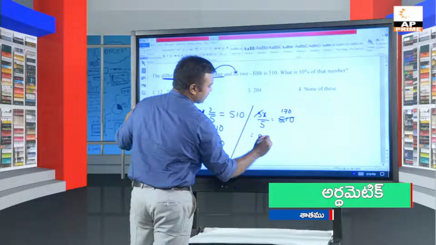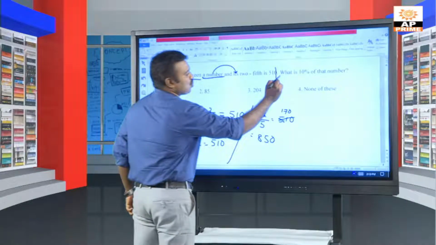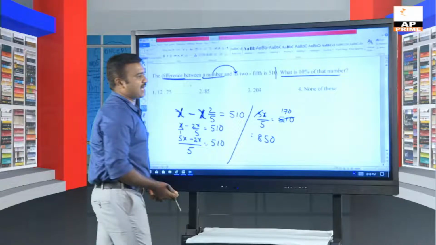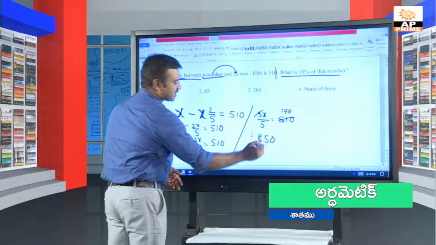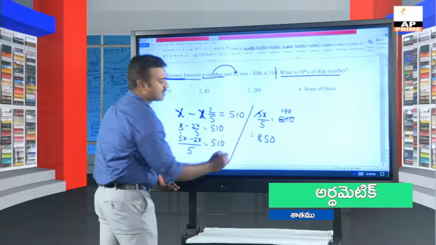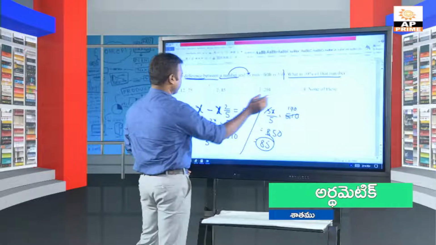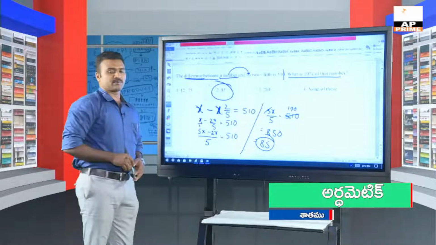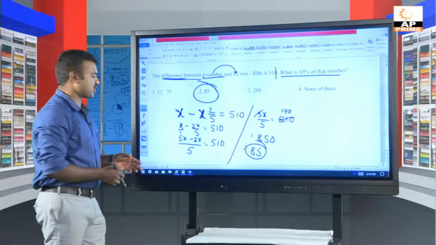సో ఇంతవరకు క్వశ్చన్ అయిపోయింది, 850. కానీ ఆడేమంటున్నాడు, వాట్ ఈజ్ 10% ఆఫ్ దట్ నెంబర్, ఆ నెంబర్లో 10% ఎంత అన్నాడు. 850 కాబట్టి ఆ నెంబర్లో 10% అంటే ఒక నెంబర్తో పాయింట్ పెట్టాలిగా, అంటే 85 అవుతుంది మన ఆన్సర్. సో 85 అంటే ఇదిగోండి సెకండ్ ఆప్షన్. మరి ఇంత ప్రాసెస్ చేయాలంటే దీనికి కూడా అవసరం లేదు, చాలా సింపుల్గా షార్ట్ కట్ చేయొచ్చు. చూడండి ఒకసారి షార్ట్ కట్.